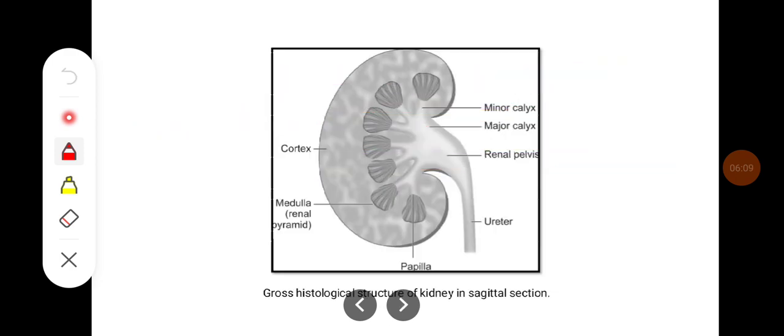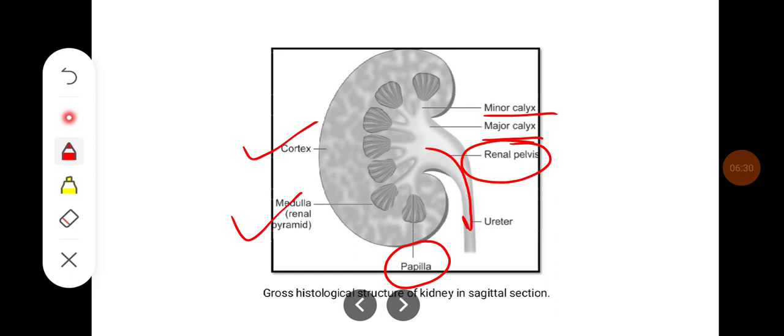So this is the cut section of the kidney where you can see the cortex and the medulla, and you can see the renal papillae. Again you can see the major calyx and minor calyx, which open into the renal pelvis and ultimately into the ureter.